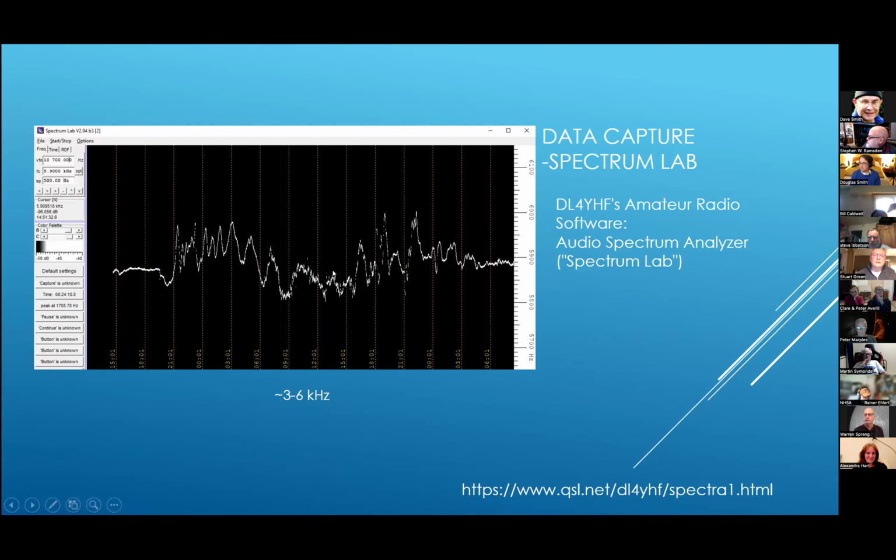But anyway, this is a sort of trace that you get using Spectrum Lab. I've got a website here that you can go to and look at this software. Pretty straightforward. And I found it really useful. It's free as well, which always helps.